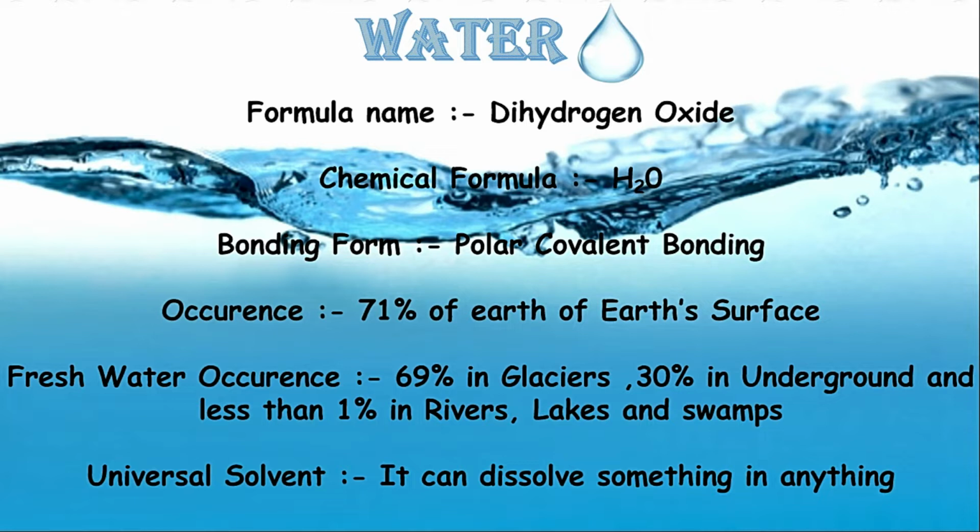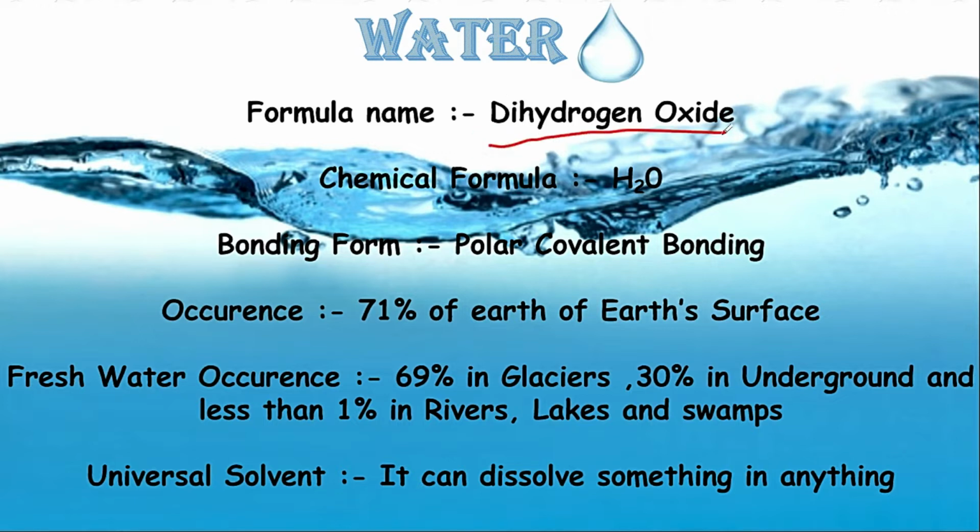Today we are going to discuss the chapter water. What is water, and let's know about its properties. Water's chemical formula name in words is dihydrogen oxide. So water is also known as dihydrogen oxide. This is the formula name of water.